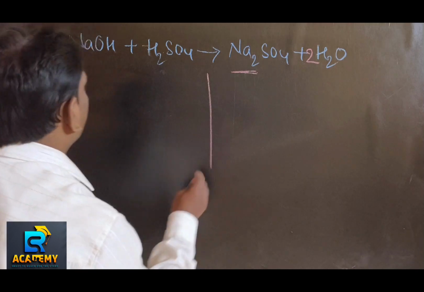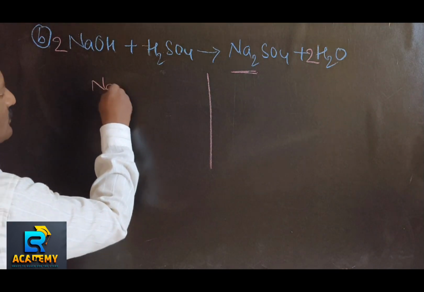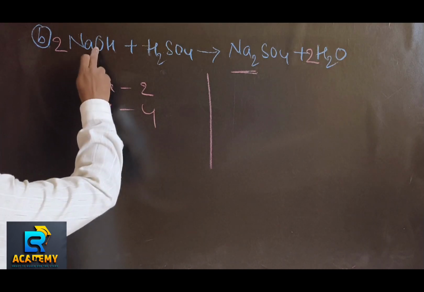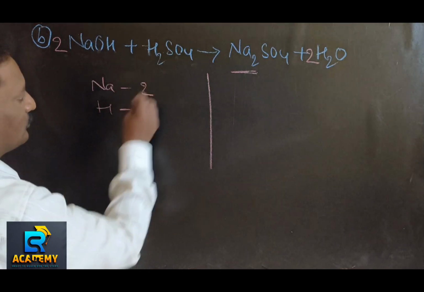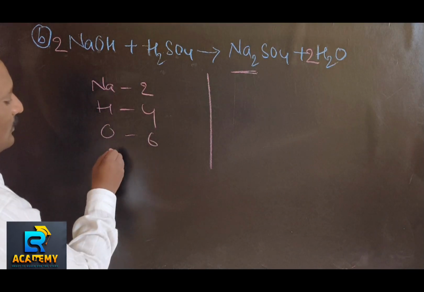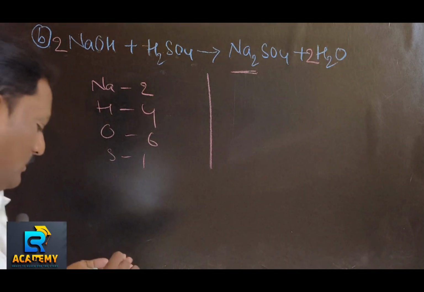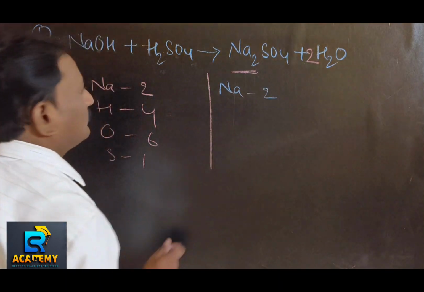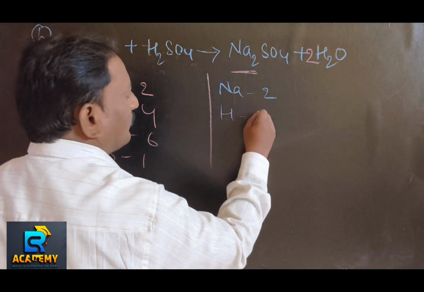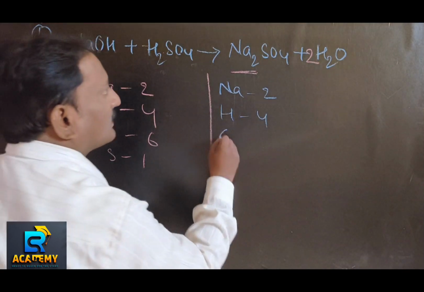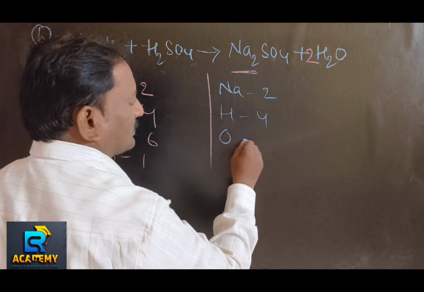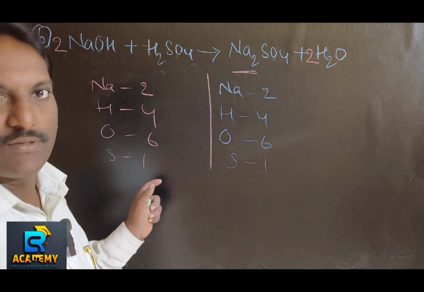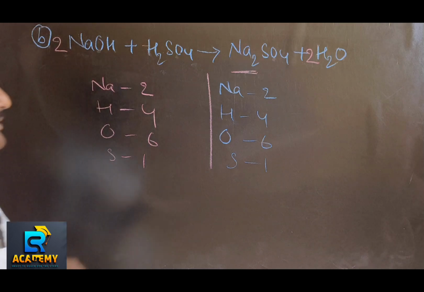So let us check. Sodium atoms 2. Hydrogens 4. Oxygens 2 and 4, 6. Sulfur atom 1. From this side, sodium 2. Hydrogen 4. Oxygen 4 and 2, 6. Sulfur 1. It's a balanced equation. Copy this.